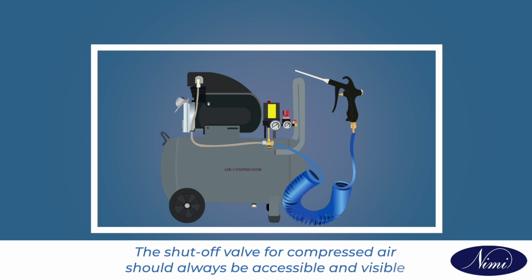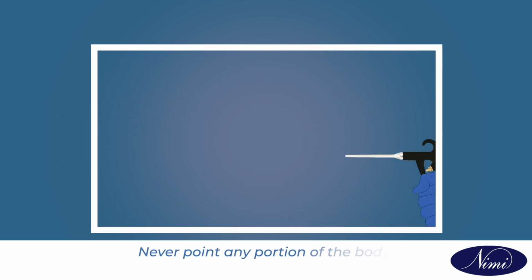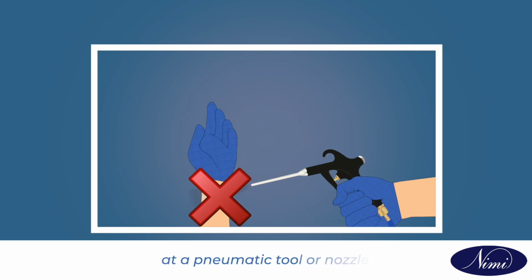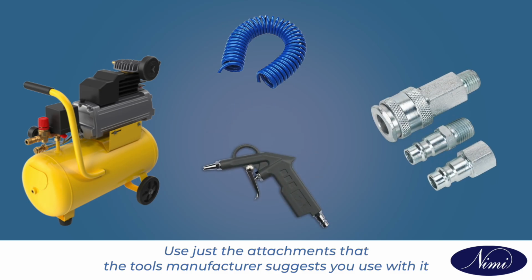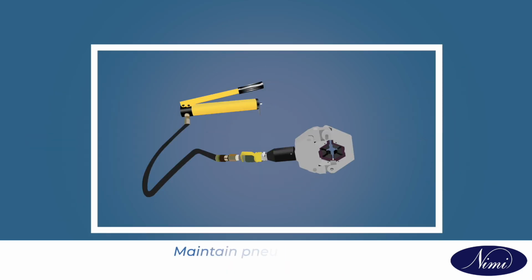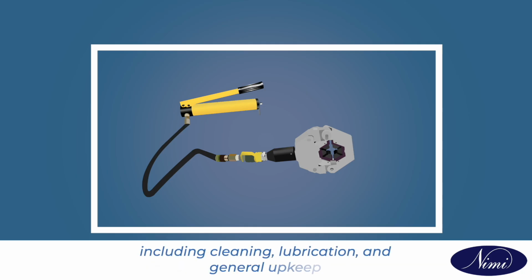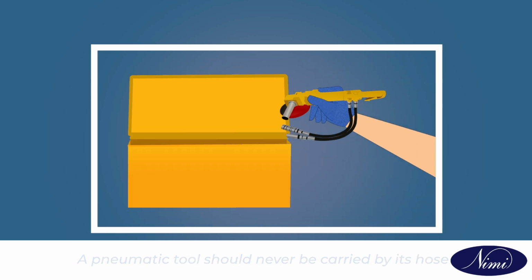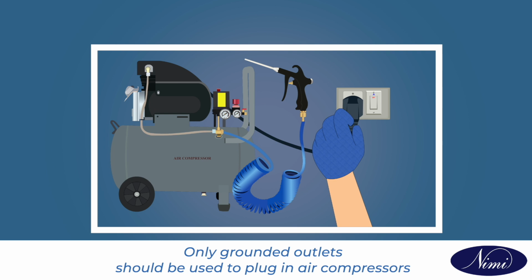The shut-off valve for compressed air should always be accessible and visible. Never point any portion of the body, including other individuals, at a pneumatic tool or nozzle. Use just the attachments that the tool's manufacturer suggests you use with it. Maintain pneumatic tools as directed by the manufacturer, including cleaning, lubrication, and general upkeep. A pneumatic tool should never be carried by its hose. Only grounded outlets should be used to plug in air compressors.